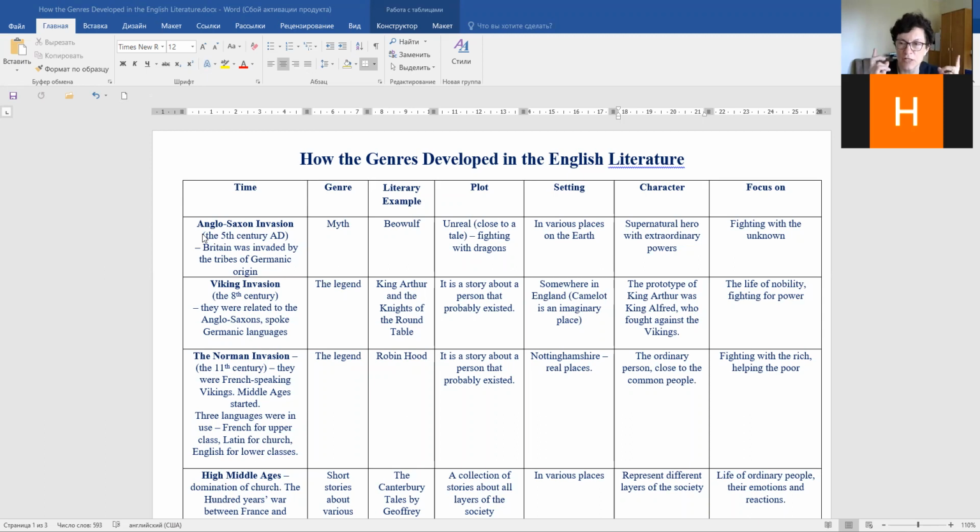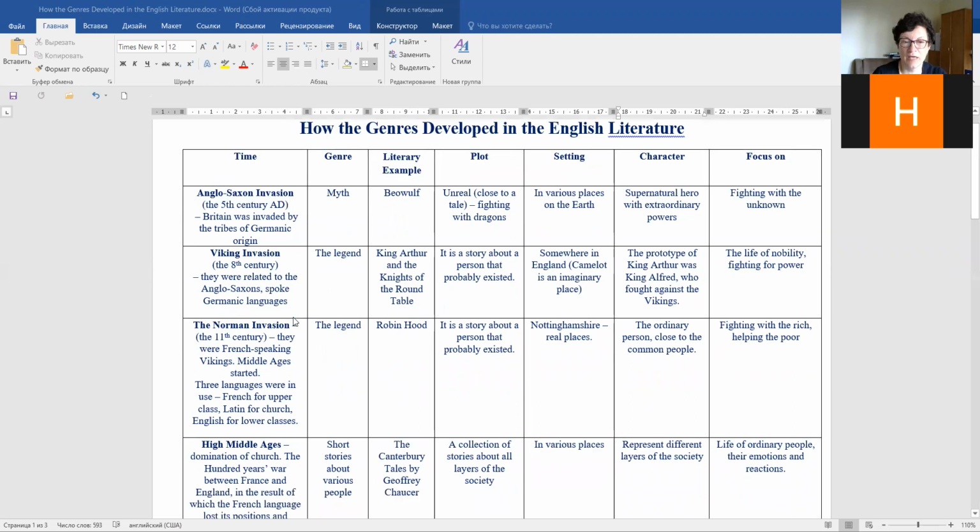Okay, so in general, we can say that that is the first example in English literature. It's a myth. It explains something about the nature and something about the world. And we see that the characters are supernatural with extraordinary powers, like in a tale. Okay, good. Anya, please tell us about the Viking invasion.